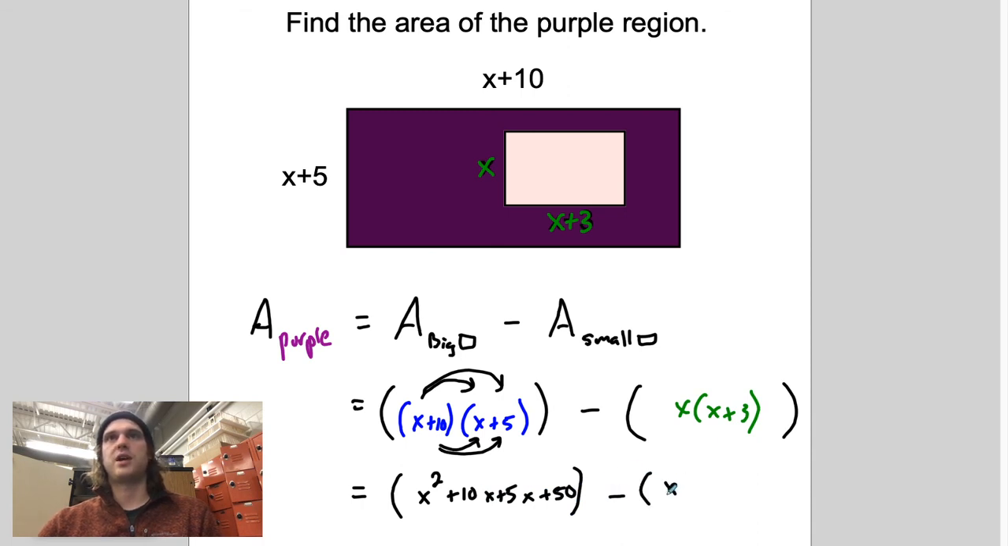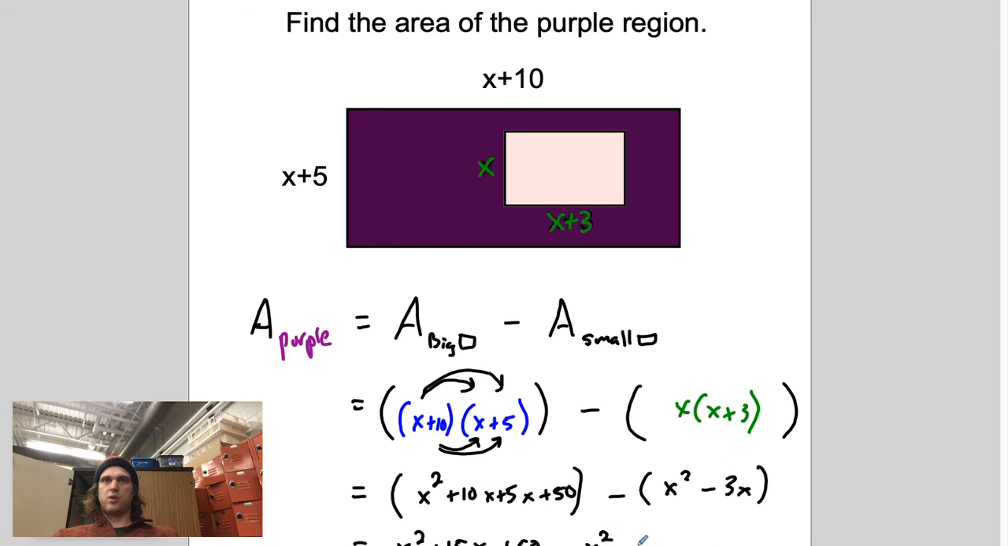Okay, and then over here will be x squared minus 3x. So you got to use these parentheses because you got to make sure you're subtracting everything from the small rectangle, which really means when we're doing this, I'm going to combine these two to be 15. So it'll be x squared plus 15x, 10x plus 5x plus 50. And then I'm going to subtract x squared, and I'm really kind of distributing a -1 here. So I'm minusing x squared, and I'm adding 3x.